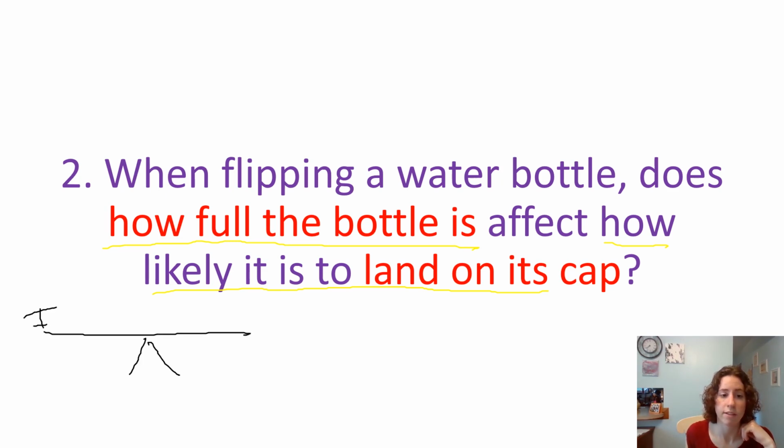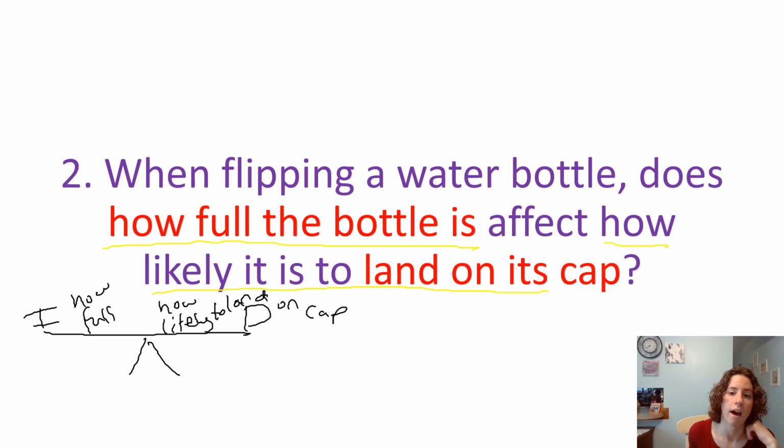Well, I, the investigator, cannot make the cup more likely to fall one way or the other directly. What I can control is how full the bottle is. And as a response, depending on how full it is, the bottle will be more or less likely to land on cap. How full the bottle is, again, is going to be my independent variable. And my dependent variable is how likely it is to land on its cap.